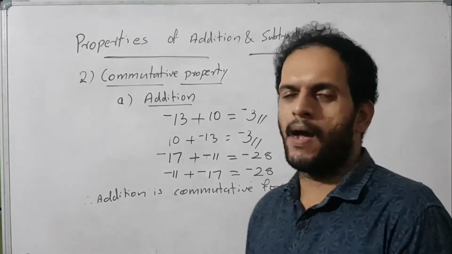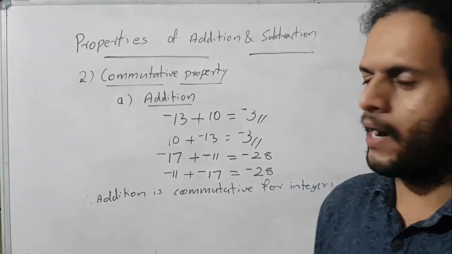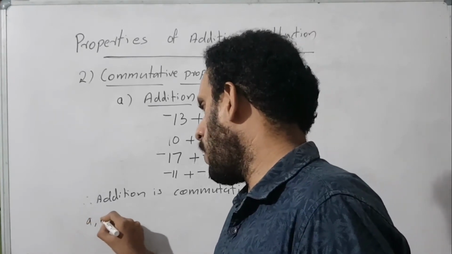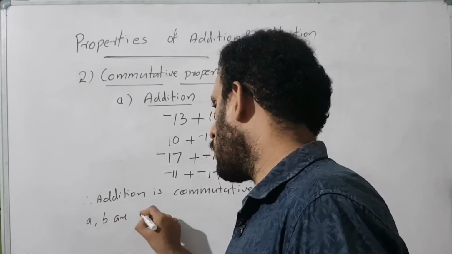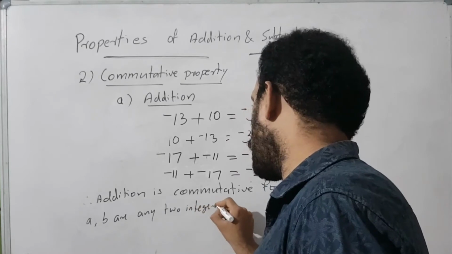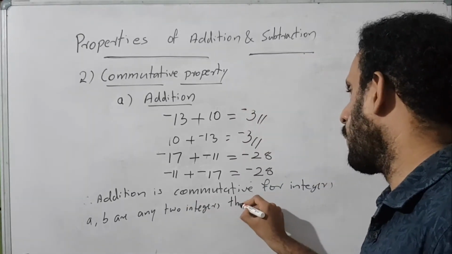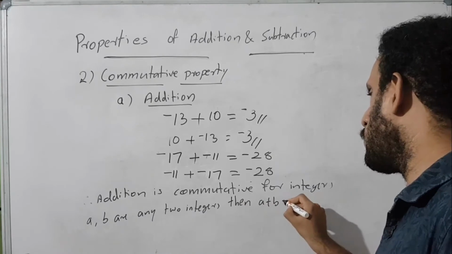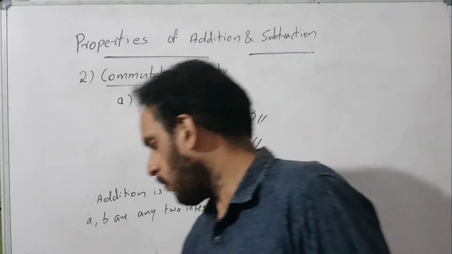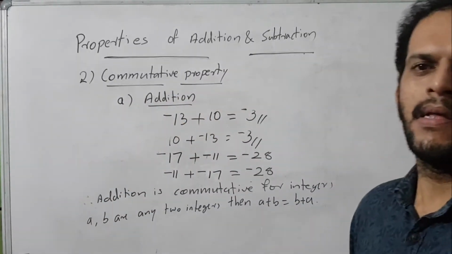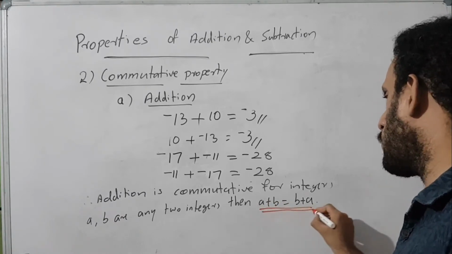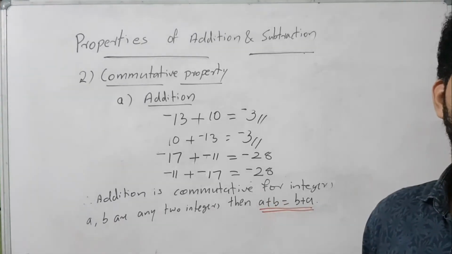Then how do we generalize this idea? As in the previous, we start like this: if a, b are any two integers, then a plus b is equal to b plus a. A plus b is equal to b plus a. Correct? Then we generalize this one, it is very important. Okay, a plus b is equal to b plus a.